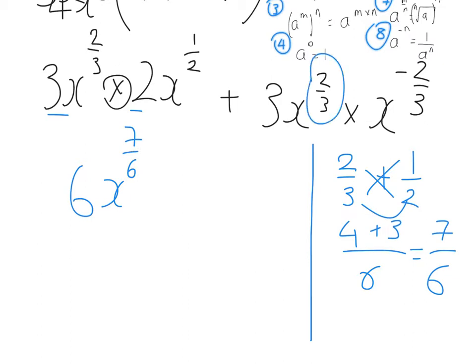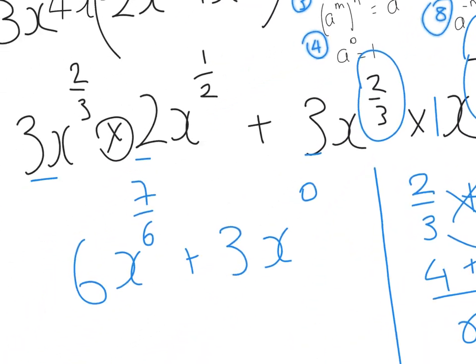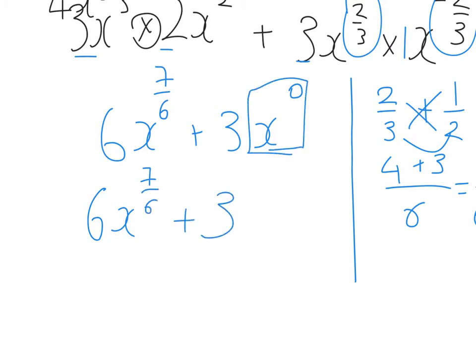If I add 2/3 and minus 2/3, I get 0. So 3 times the 1 is going to be 3x to the 0. Rule 4 tells me that a to the power 0 is equal to 1. So x to the power 0 is 1. So 6x to the 7 over 6 plus 3 times 1, and that would just be plus 3.